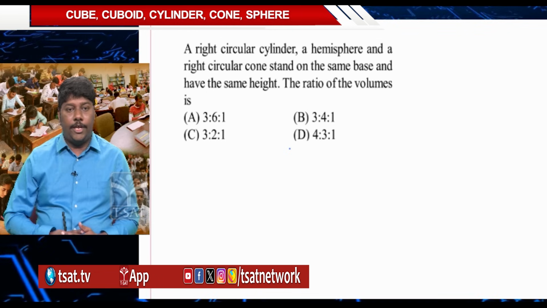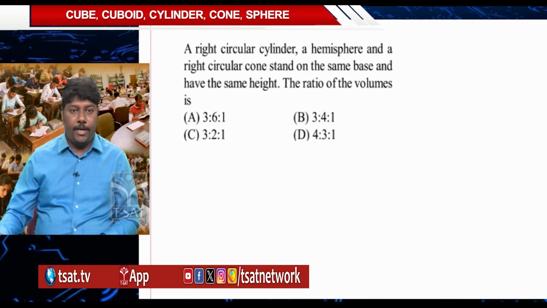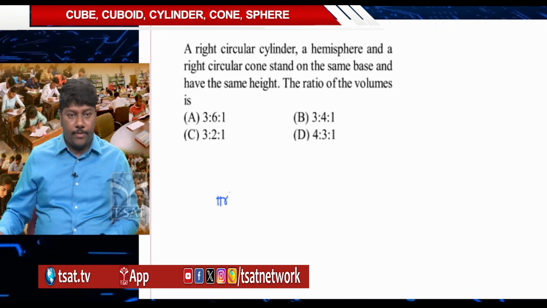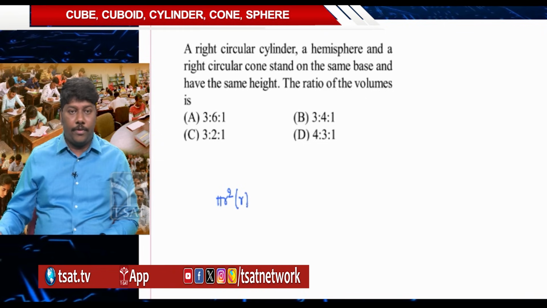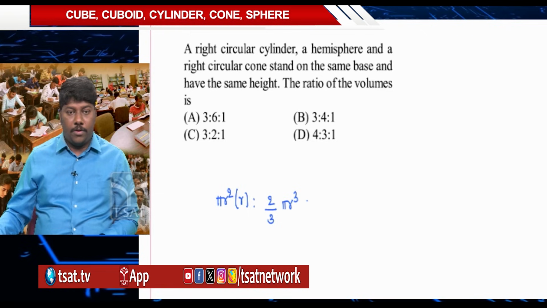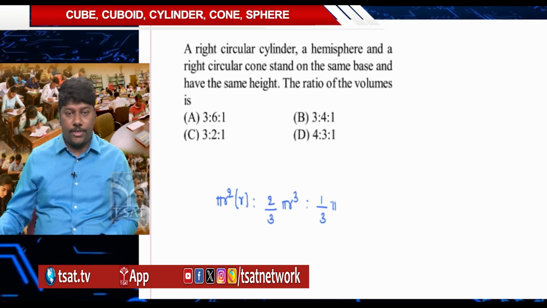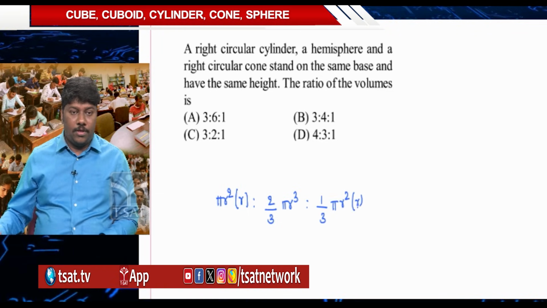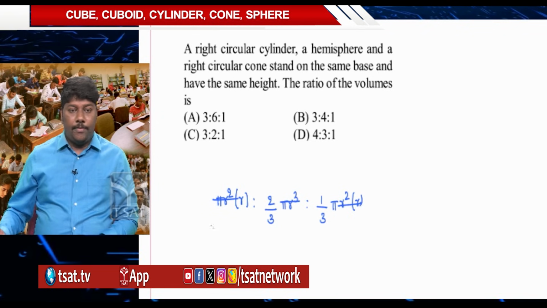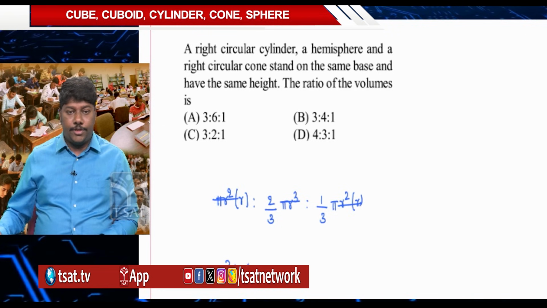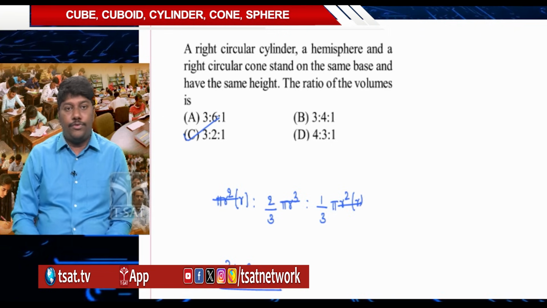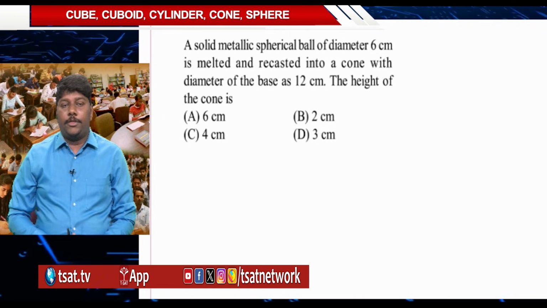So now he is asking you the ratio of the volume of a cylinder. Go with the order. Volume of cylinder is pi r square h, and h is also r only. Hemisphere is 2 by 3 pi r cube. Cone is 1/3 of pi r square h. H is r only. Therefore, everything gets cancelled. Pi r cube, pi r cube, pi r cube cancel. Multiplied with 3, therefore you get 3:2:1. So the volume ratio is 3:2:1.